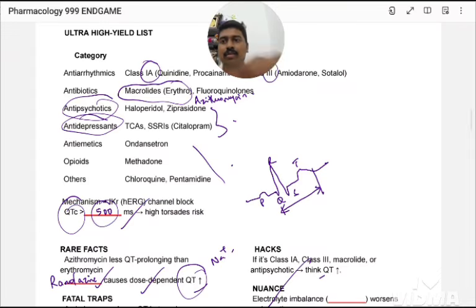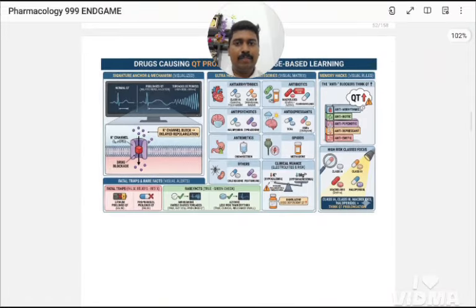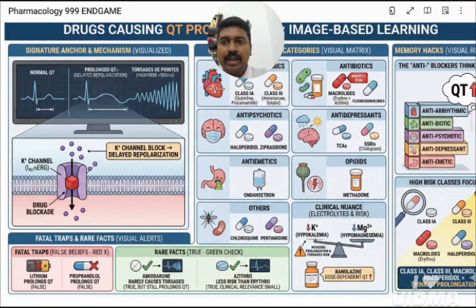If you ask me which drugs you should remember: antipsychotics, antidepressants, macrolides, erythromycin, class 1A and class 3 antiarrhythmics. These things you'll need to remember along with ranolazine. Other things are not required. So you can see here, this is normal QT, this is prolonged QT, that leads to high risk of torsades de pointes. Next, this is the mechanism.